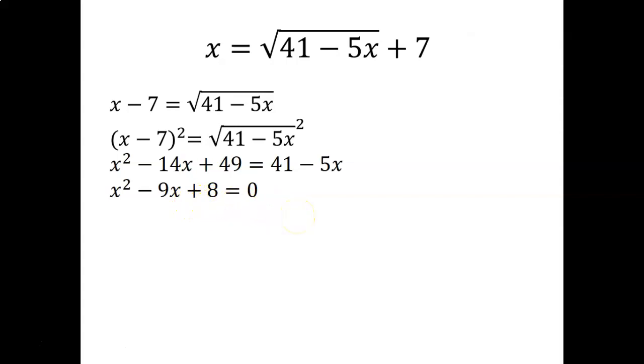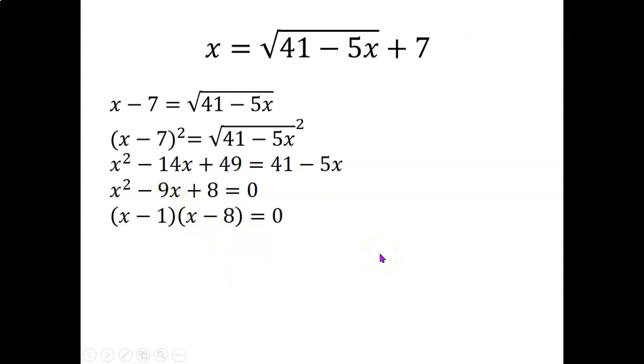Think we can factor that? If we can't, there's always the quadratic formula, but I think we can factor this. Can you see what the two factors are? x minus 1 times x minus 8. Because if you multiply that out, it's x squared minus 8x minus 1x plus 8.